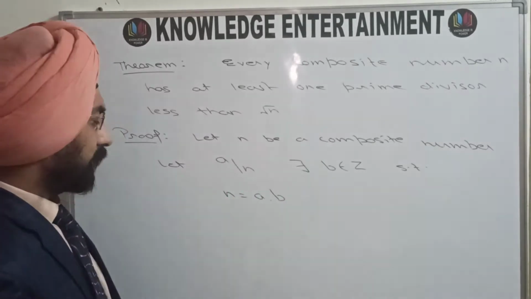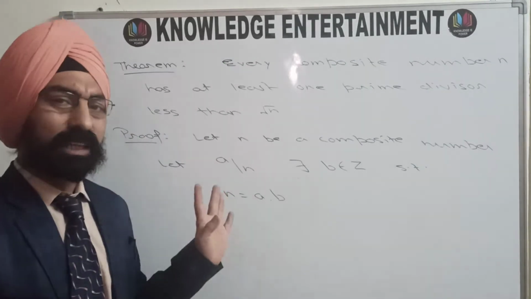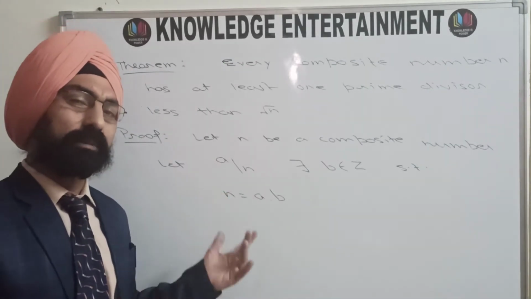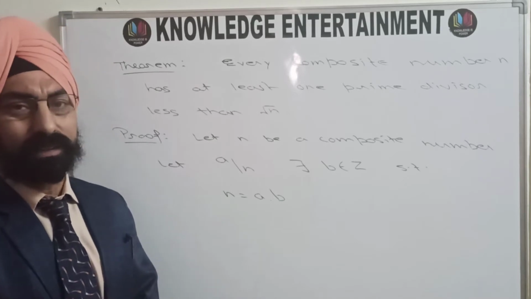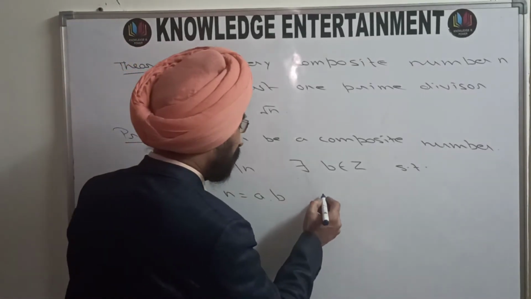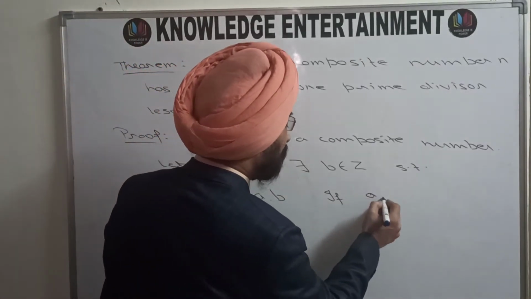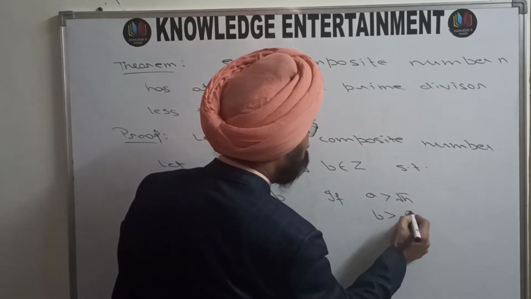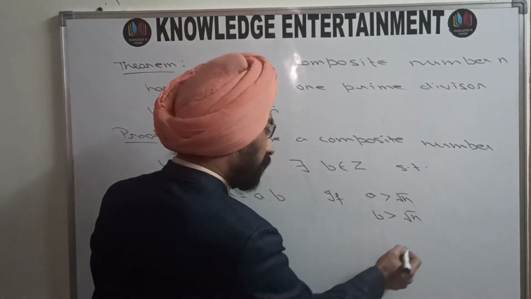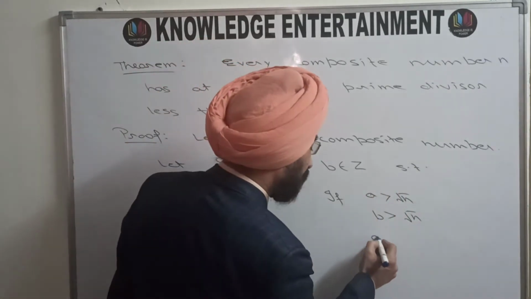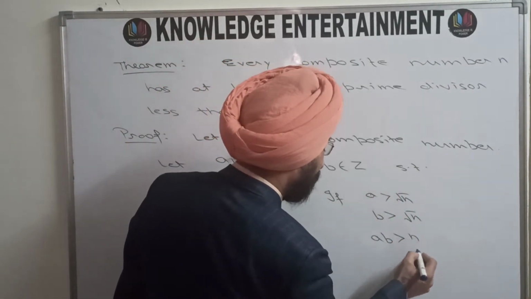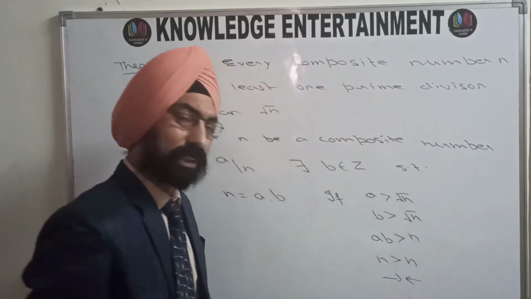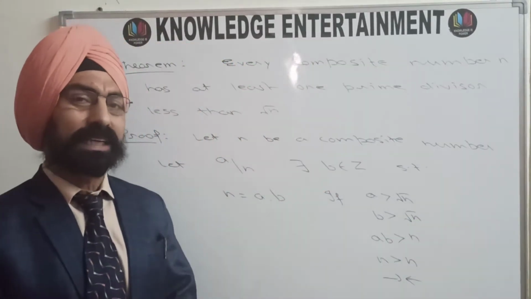One thing is to be noted, that a and b cannot both be greater than root n. If a is greater than root n and b is also greater than root n, then multiplying these two inequalities we get ab greater than n. That means n is greater than n, which is a contradiction because no number is greater than itself.